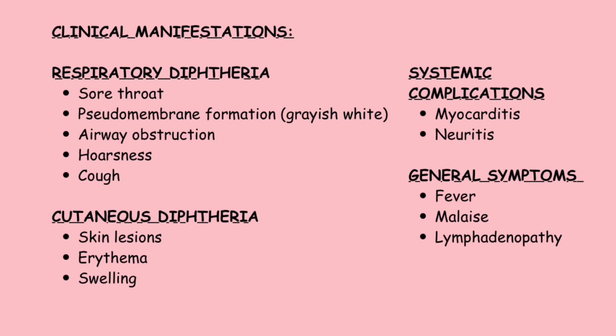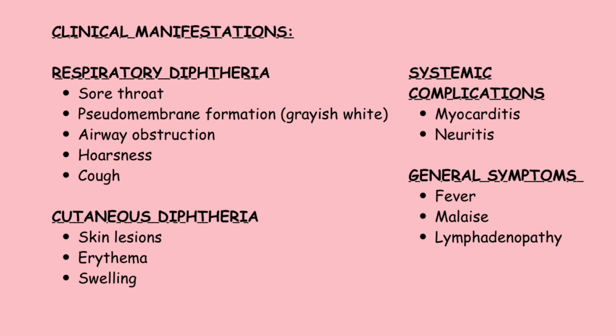Pseudomembrane formation. A grayish-white pseudomembrane might develop over the tonsils, pharynx and larynx. This membrane consists of fibrin, dead epithelial cells and bacteria. Airway obstruction. So the pseudomembrane formation can cause airway obstruction, leading to respiratory distress. Hoarseness. Involvement of the larynx can cause hoarseness and voice changes.